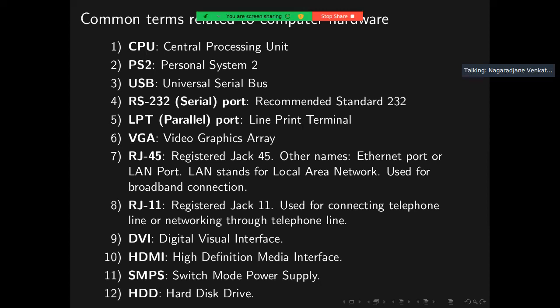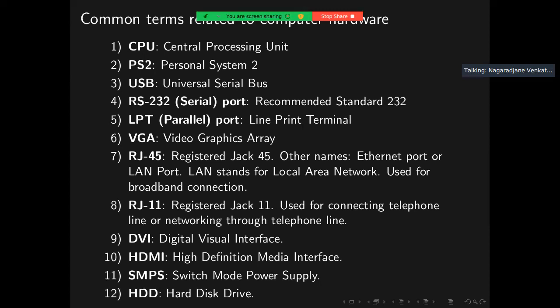Then LPT. LPT, line print terminal. Can we repeat? Line print terminal. Okay, LPT is otherwise called parallel port.